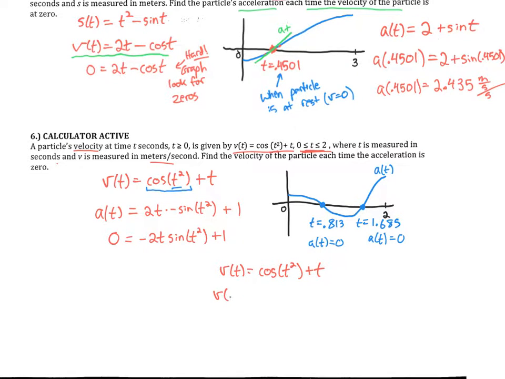So then our velocity at 0.813 would end up being 1.602 meters per second, and then the velocity at time 1.685 would end up being 0.7304 meters per second. Okay, there we go. Let's go on to the next one.